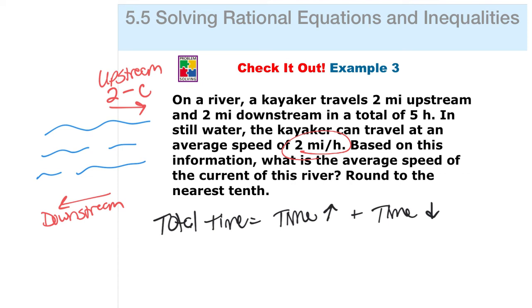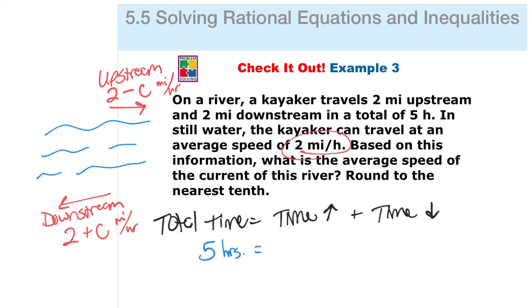When she goes downstream, that's going with the river, and so it's going to be her normal speed plus the speed of the river pushing her, plus the current. And the units on these speeds is going to be miles per hour. So we know her total time was 5 hours.